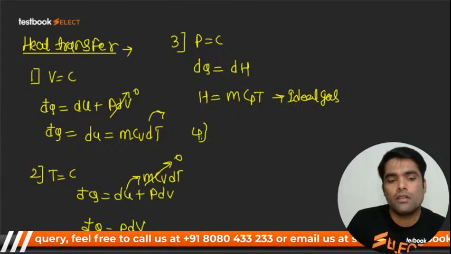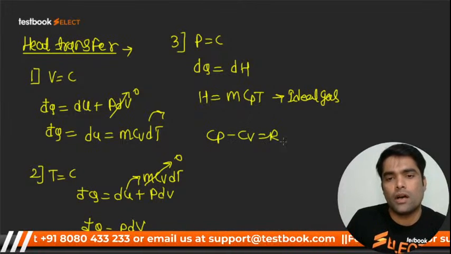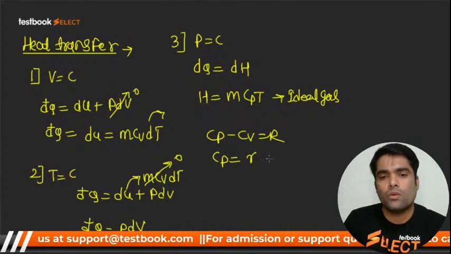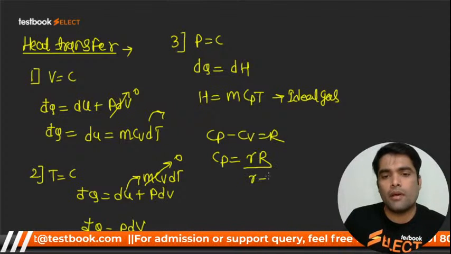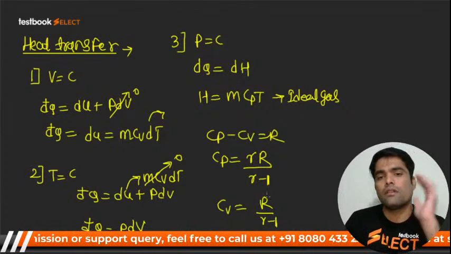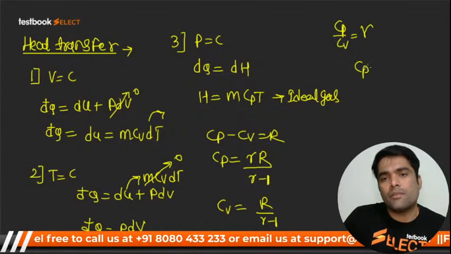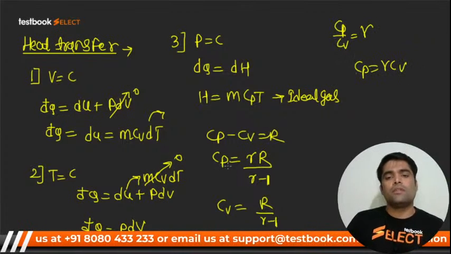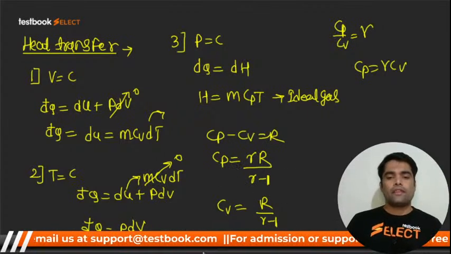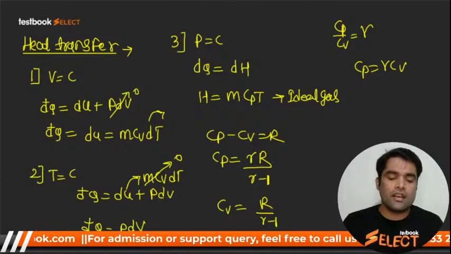Number 4th. Here we also got Cp minus Cv is equal to R. And we also got Cp is equal to gamma R upon gamma minus 1, and Cv is equal to R upon gamma minus 1. You know that Cp by Cv is equal to gamma, so Cp is equal to gamma Cv. Cv is R upon gamma minus 1, so you multiply by gamma and you get Cp. And Cp is greater than Cv, which we have already studied. Is it clear?